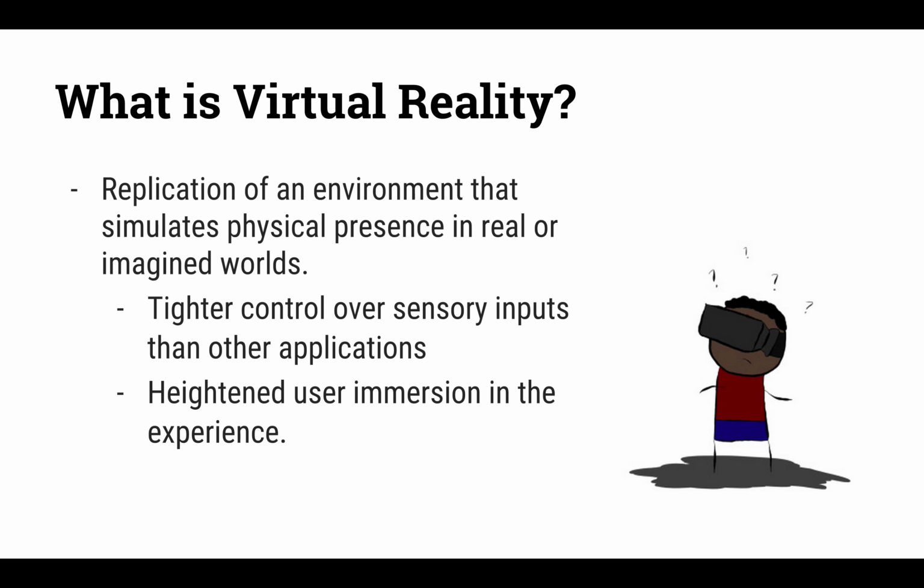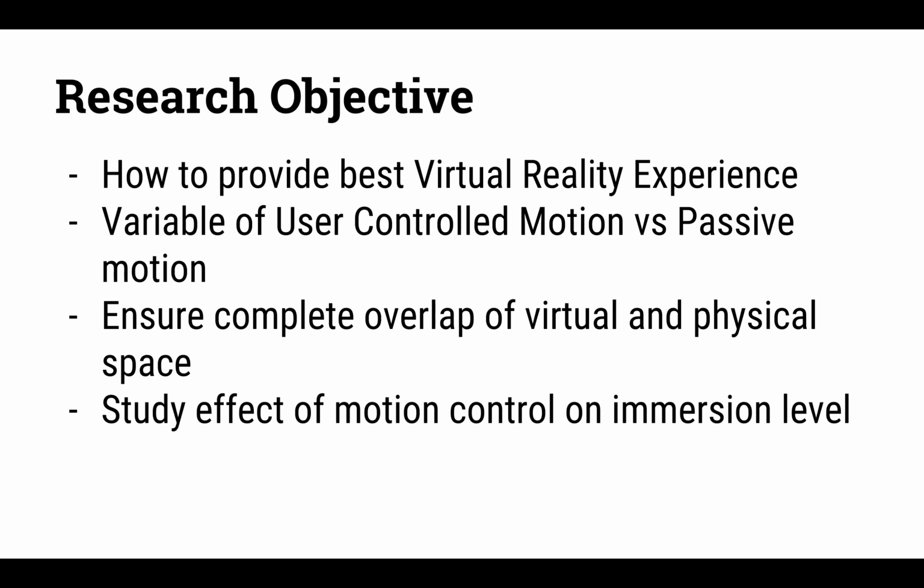By definition, Wikipedia says that virtual reality is a replication of an environment that simulates physical presence in real or imagined worlds. Basically what this means is it has tighter control over sensory inputs than a traditional game, and it results in higher user immersion in the experience.